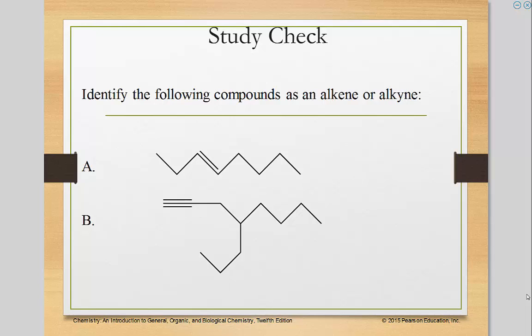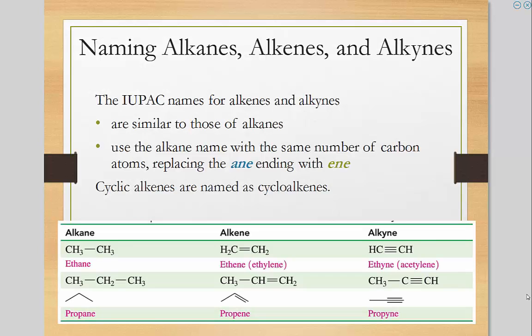So let's see if we can determine if something's an alkene or an alkyne or an alkane. Here, it has a double bond, so that's alkene. Here is a triple bond, so that's alkyne. It is possible to have both in a single molecule, but we won't really be discussing those. So alkanes all have single bonds. Alkenes have double, alkynes have triple. And the difference in the naming is dependent on what kind of bond that they have.